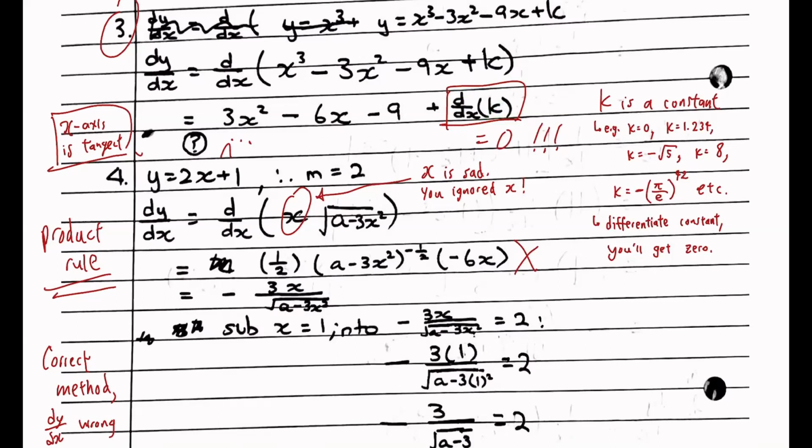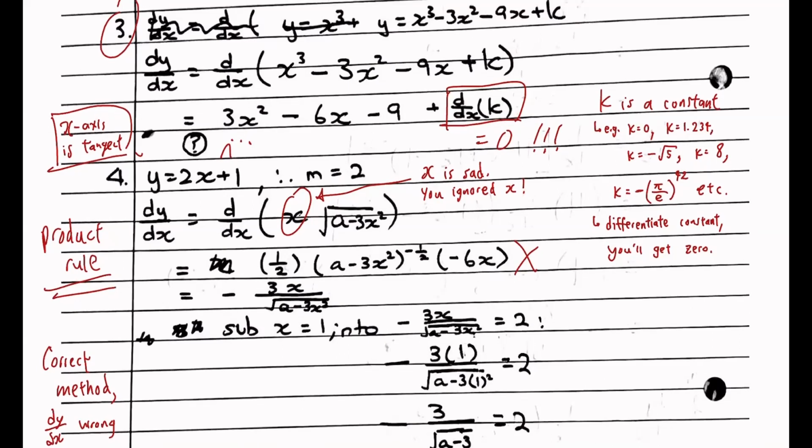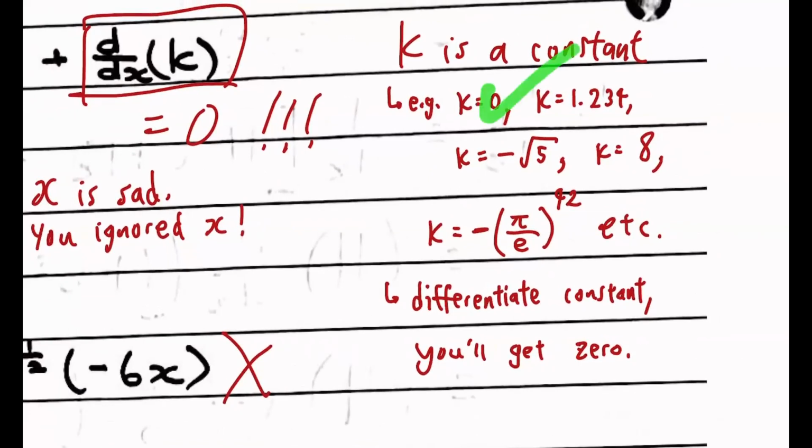Constant, yes. K is a constant. So what happens? What is a constant? What are some examples of constants? 0, 1.234. Square root also constant, negative 8 is also a constant, positive integer.